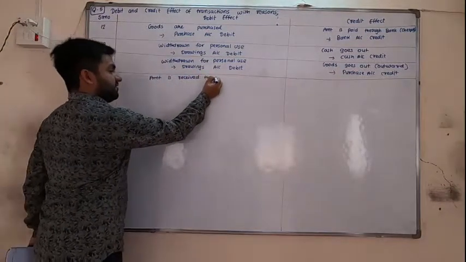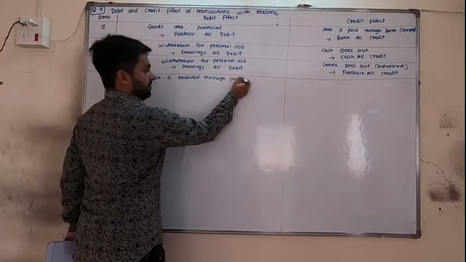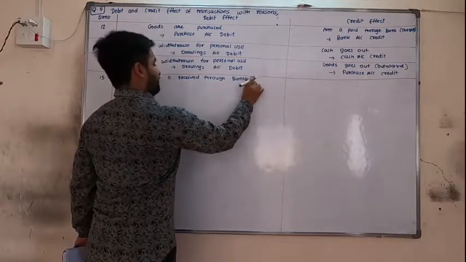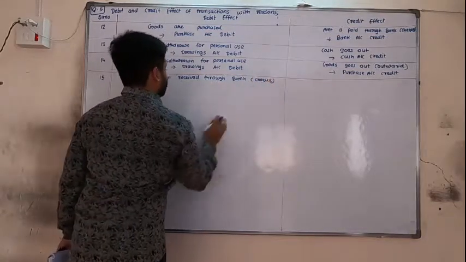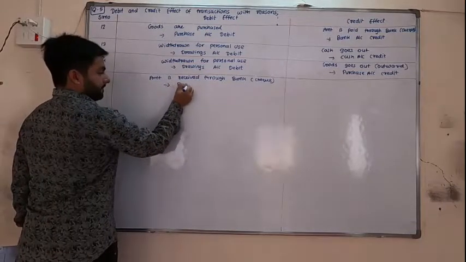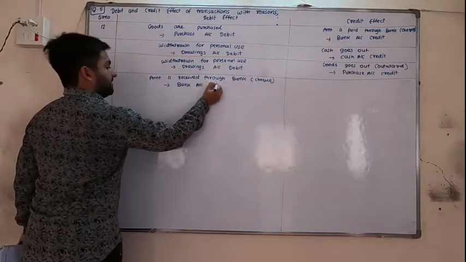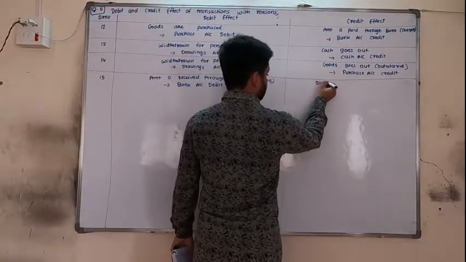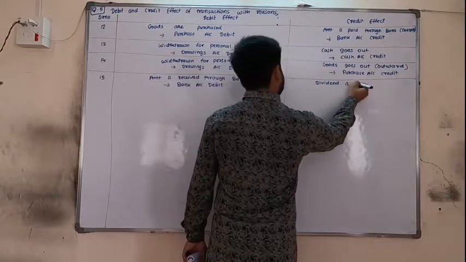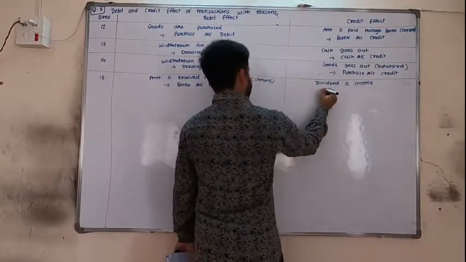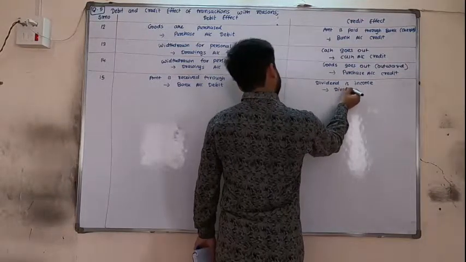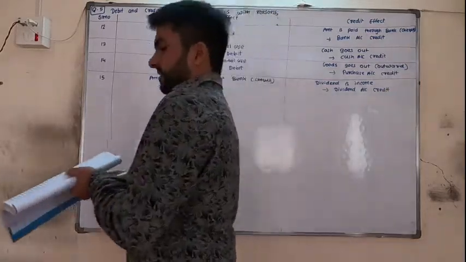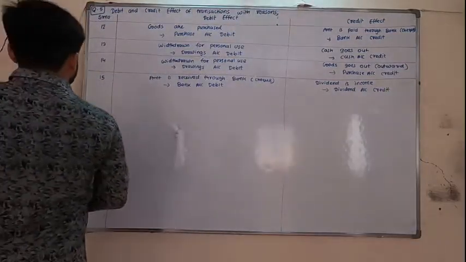Amount is received through bank. In bracket we will write check. Bank account debit. Dividend is income. How is it income? It is a return received. Dividend account. It is written in the book clearly. So we are writing. Okay.